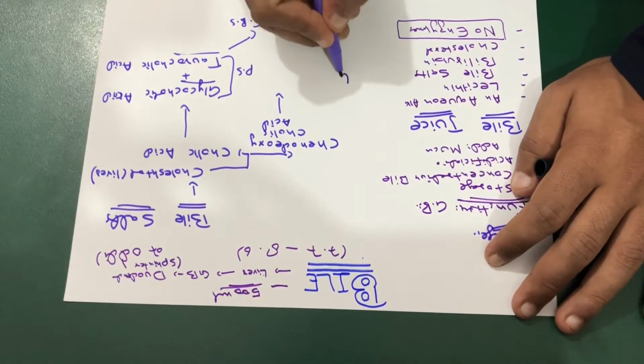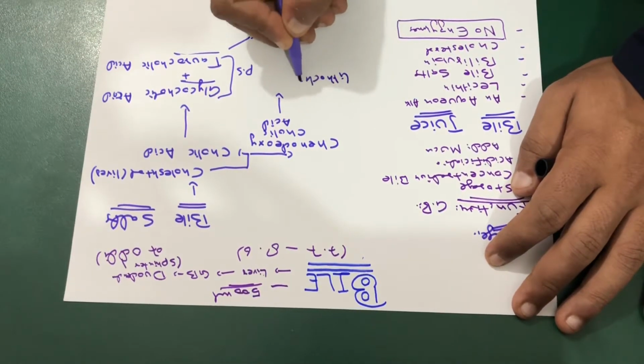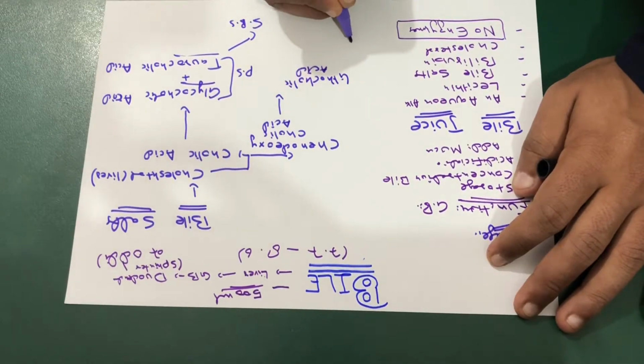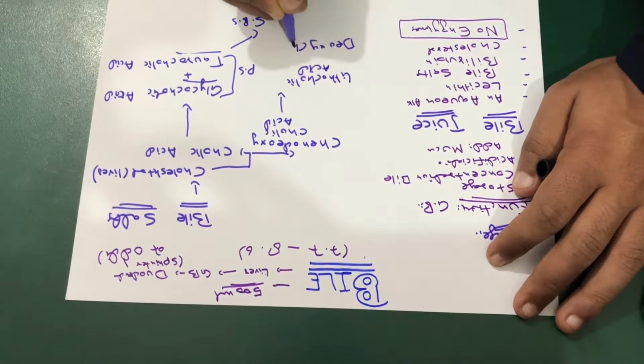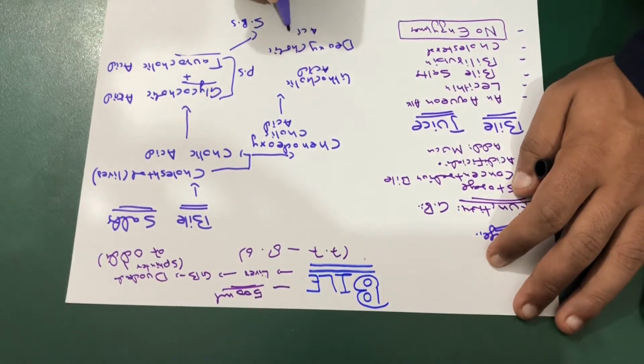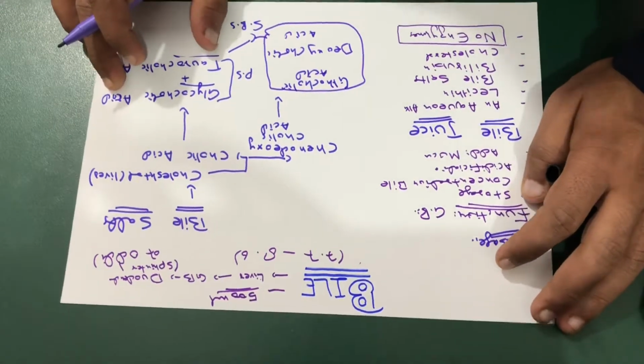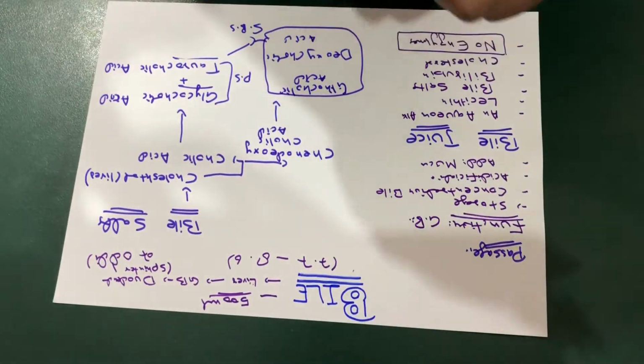So this guy is converted into the lithocholic acid, and this cholic acid is going to be converted into the deoxycholic acid. So these are your secondary bile salts. That's it regarding the bile salts.